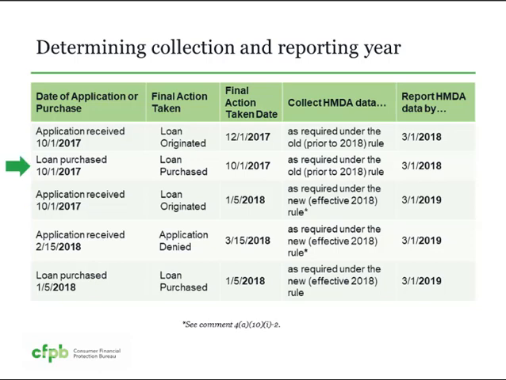A financial institution reports the covered loans it purchased based on the date of purchase. For example, if the financial institution purchased a covered loan on October 1, 2017, then it should have reported that purchase with its 2017 HMDA data that was to be submitted by March 1, 2018. On the other hand, if the financial institution purchased a covered loan on January 5, 2018, then it would report the purchase in accordance with the 2015 rule with its 2018 HMDA data to be submitted by March 1, 2019.